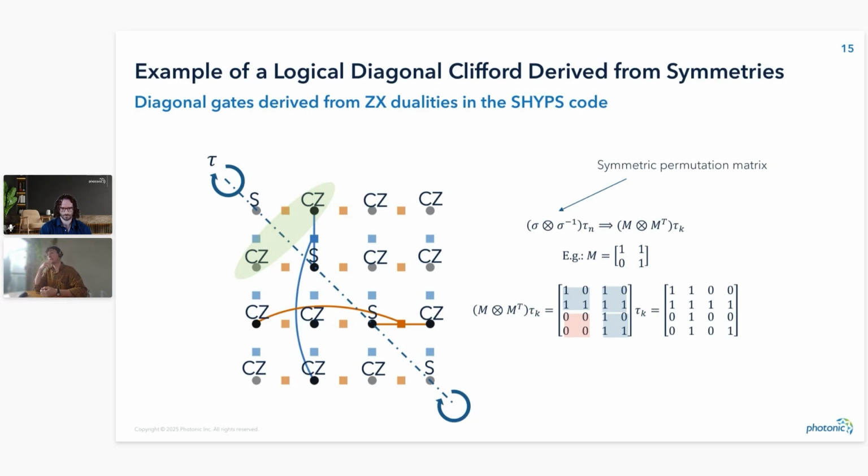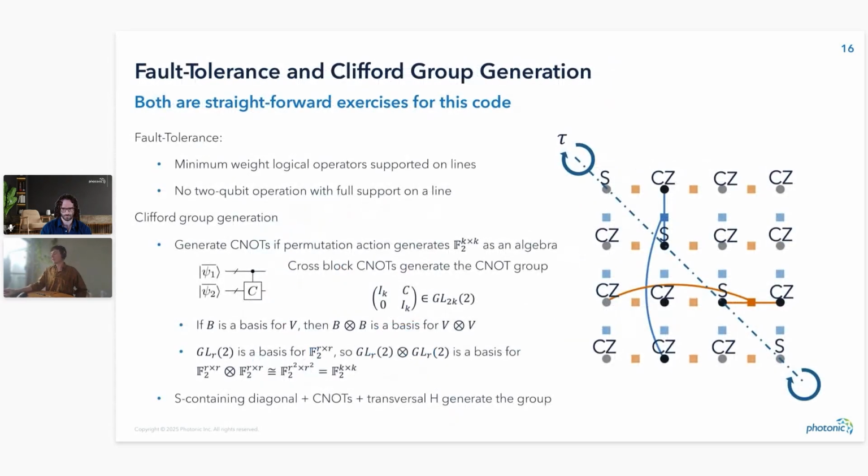And the logical action is very easy to characterize as well. We see it is simply a tensor product of M tensor M transpose with a logical version of this reflection added on. And for any choice of invertible M, we can find an appropriate sigma. So this is great. Again, we have a very large number of distinct logical operations induced by symmetries. Okay, that was a bit of a whirlwind characterization of some of the logical Cliffords we get in the SHYPS codes with nice depth one physical implementations.